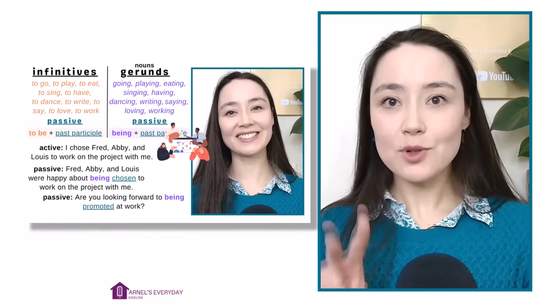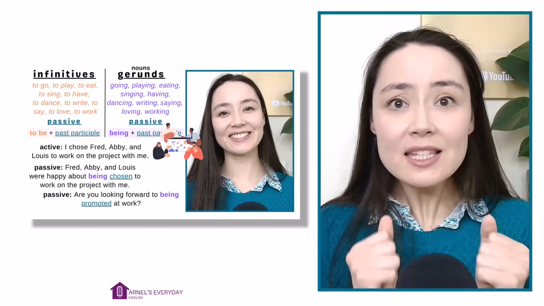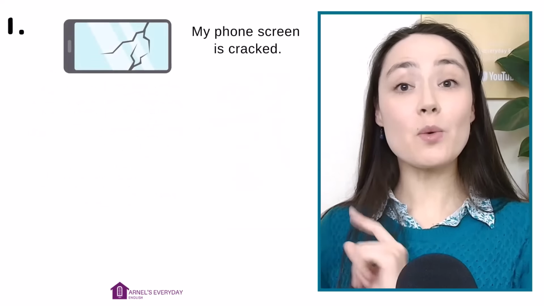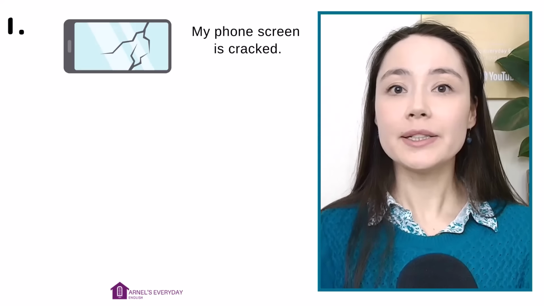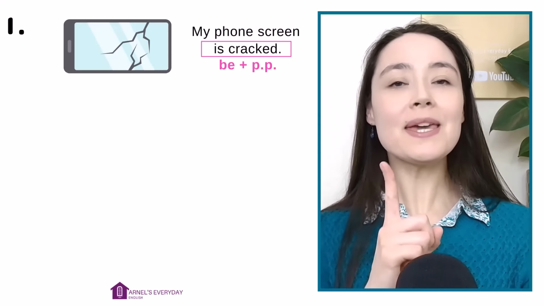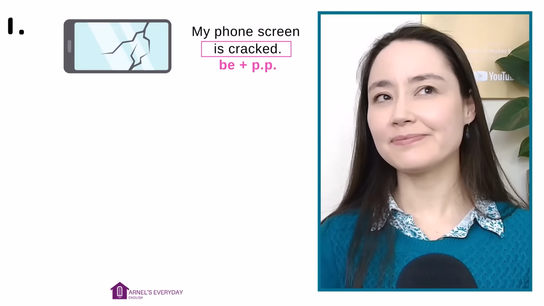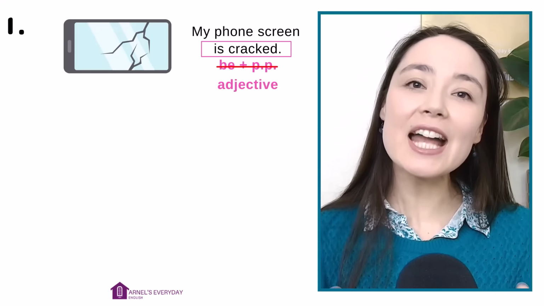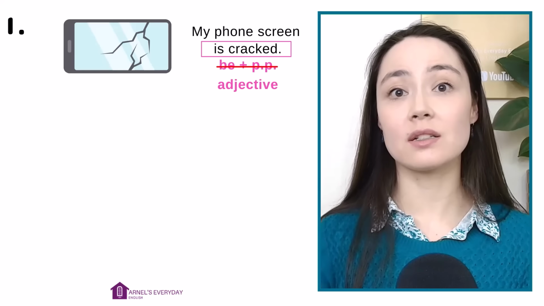I just have 2 more points to cover and then it's test time. Stay with me, we are almost done. Point number 1. My phone screen is cracked. We can see be plus past participle. Cracked. No. In this case, cracked is an adjective. It's describing how the phone looks.